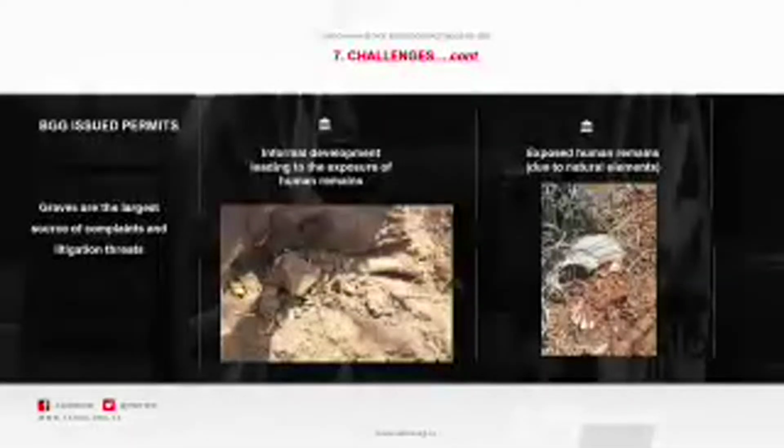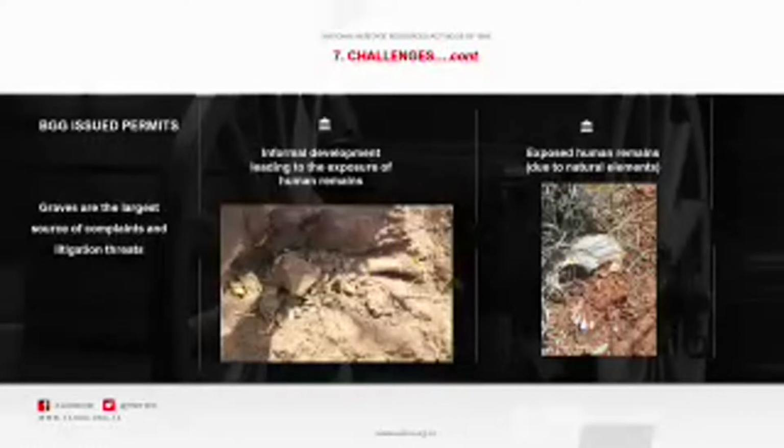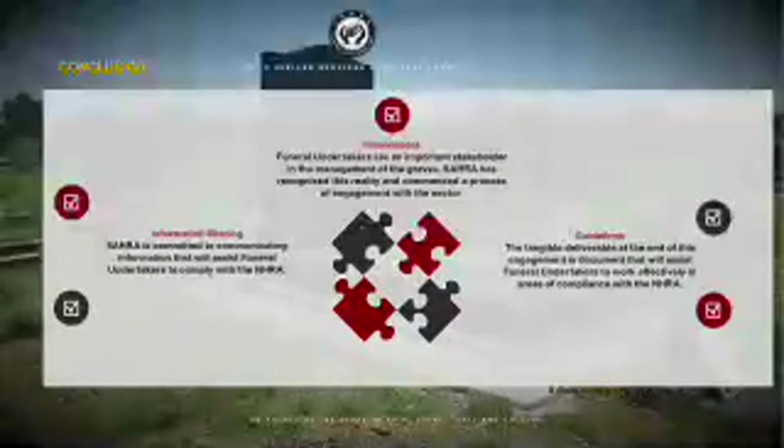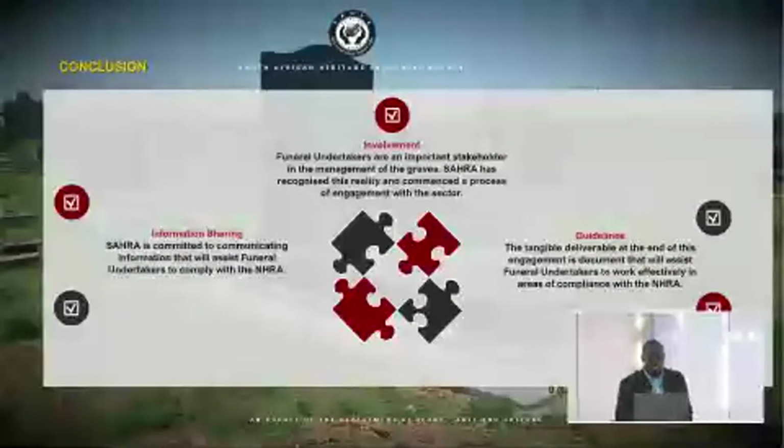This is a challenge that we are facing, that maybe by involving you in the sector, it might be helpful in the spaces where you are in our communities. But you also have human remains that are exposed due to weathering and other natural elements. And then lastly, funeral undertakers are an important stakeholder in the management of graves. And SAHRA recognized this reality and commenced a process, and this is what we are doing, of engagement with the sector.